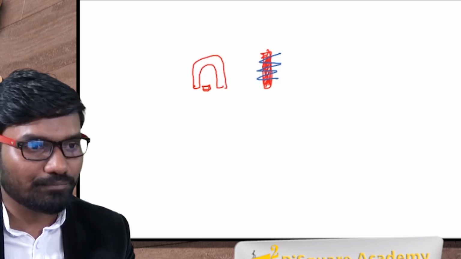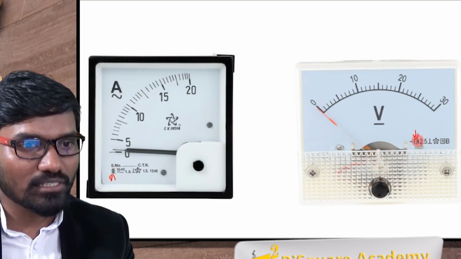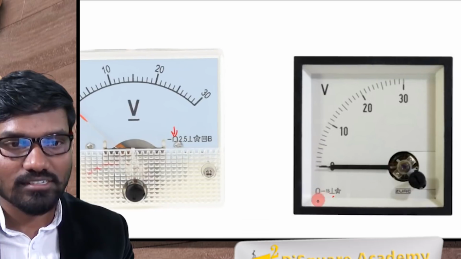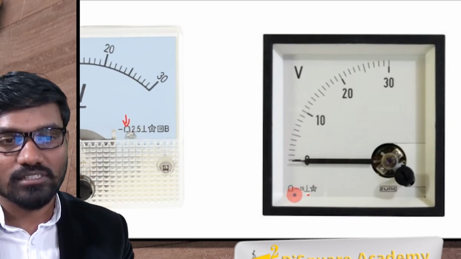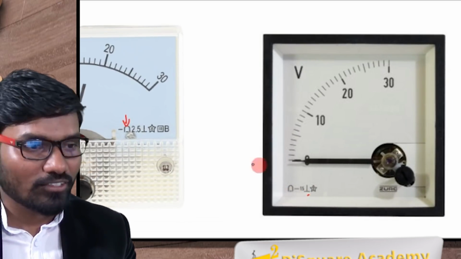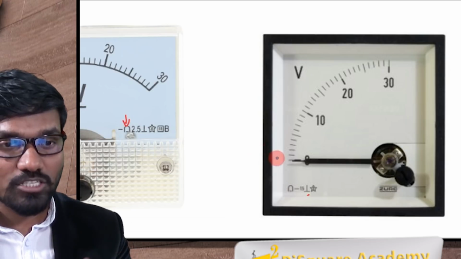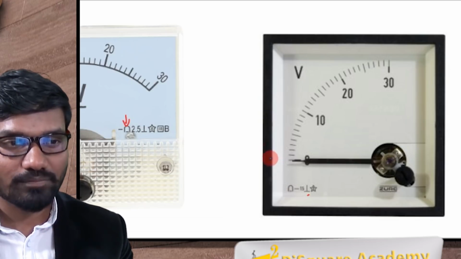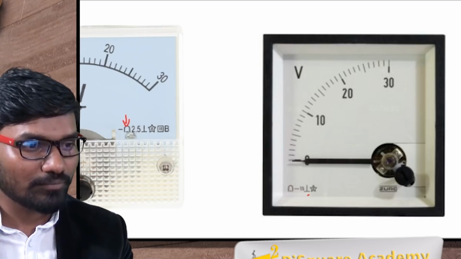That's what you can see here. This is MI instrument, this is PMMC instrument. Look at this. This is also PMMC instrument, DC instrument. Okay, means working principle. This works on PMMC principle. Okay, permanent magnet moving coil.